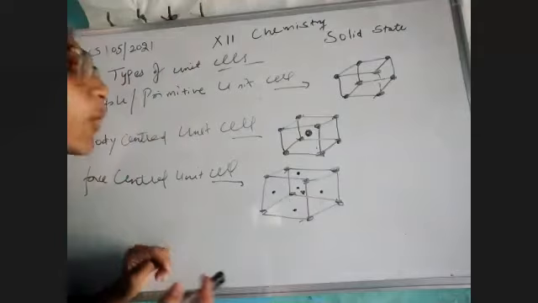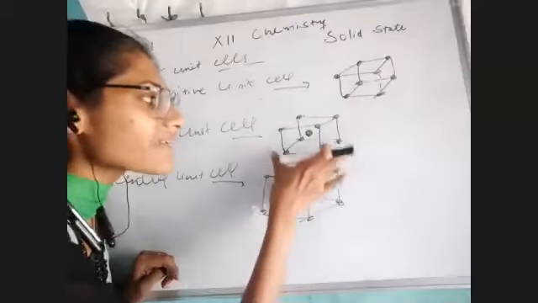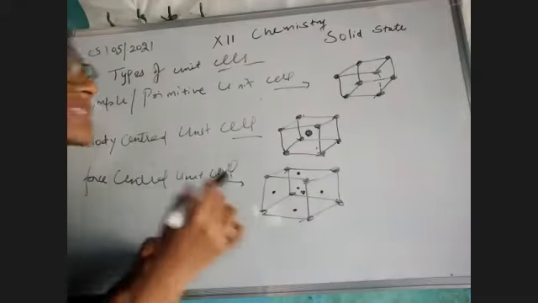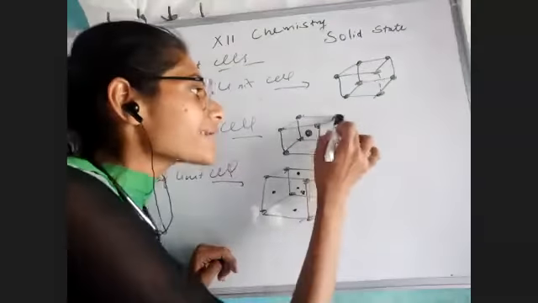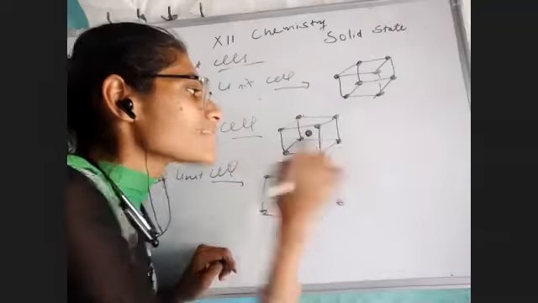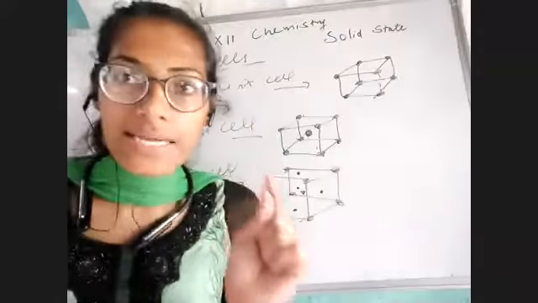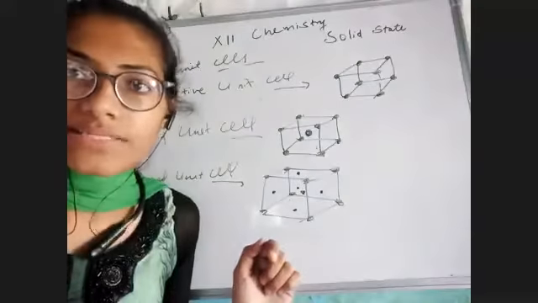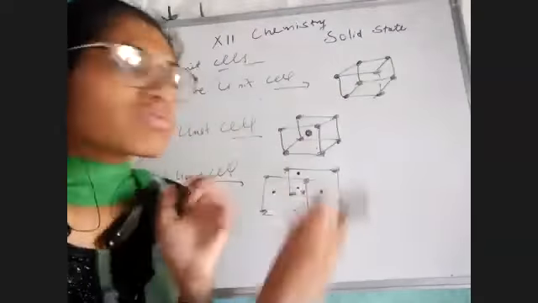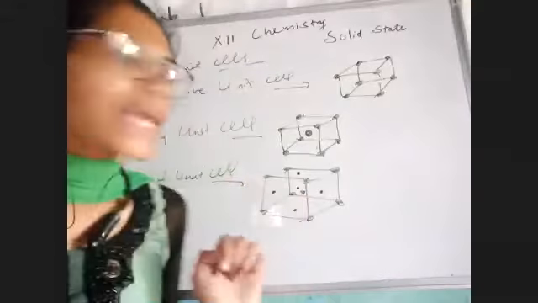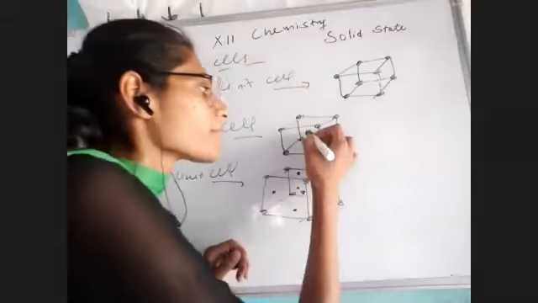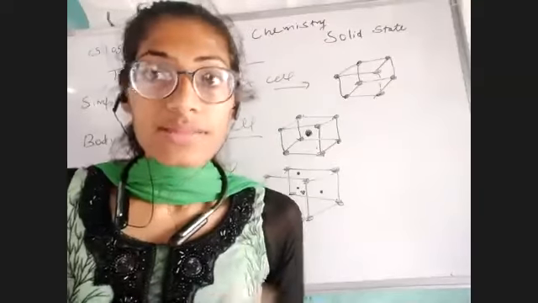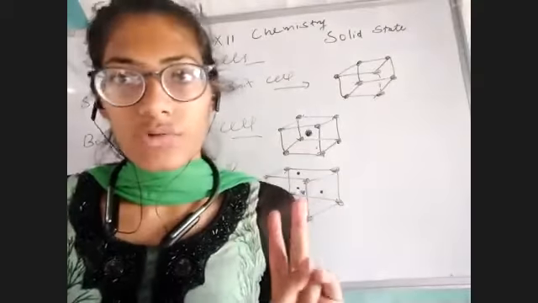Now let's start with the body-centered unit cell. As the diagram and the name suggest, a body-centered unit cell means we have all 8 atoms at the corners, and also an atom present in the center of the body of the unit cell. That means in the whole three-dimensional cubic structure, we have another atom present in the center of the body of the unit cell.